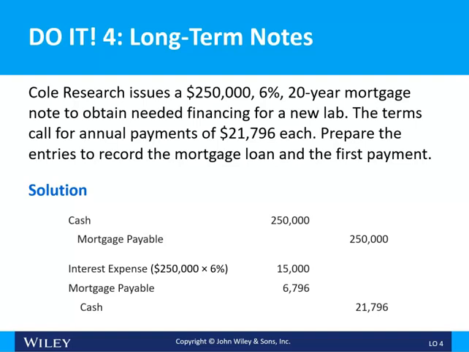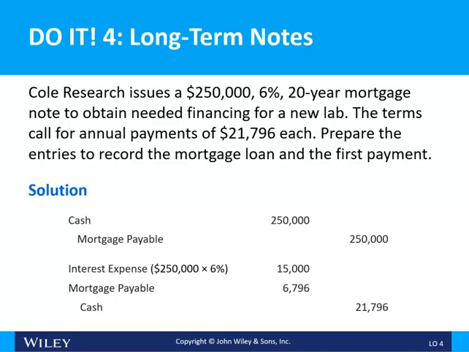So to record the mortgage, we're going to debit cash $250,000, credit mortgage payable for $250,000. We make the first payment. We're going to credit cash that payment amount, $21,796. The debits are split between interest expense and mortgage payable, the principal reduction. Interest expense is the balance of the loan. In this case, the face value $250,000 times 6% is our $15,000. And then we subtract that from the total payment to get how much the principal is reduced, and we debit mortgage payable for that amount.